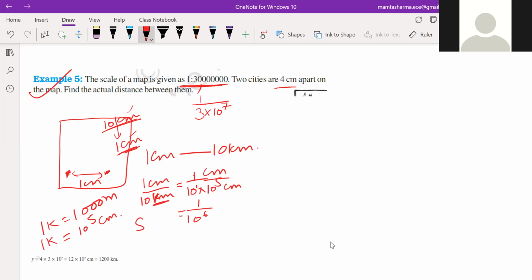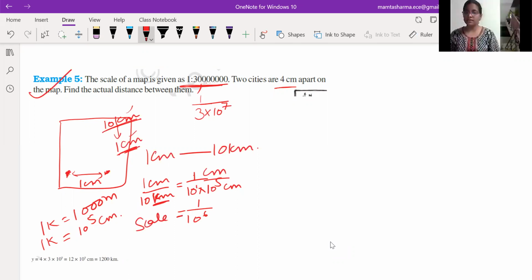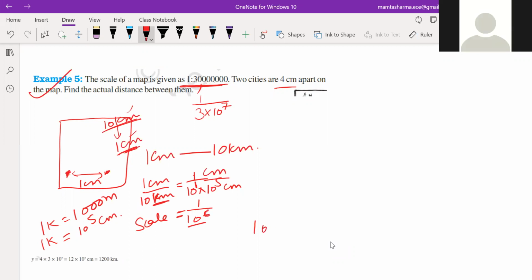So the scale of this map, 10 to the power 1 into 10 to the power 6 will come, because there are 6 zeros. So it is 1 by 10 raised to power 6. You can read this as 10 lakh, 1 ratio 10 lakh. Okay.